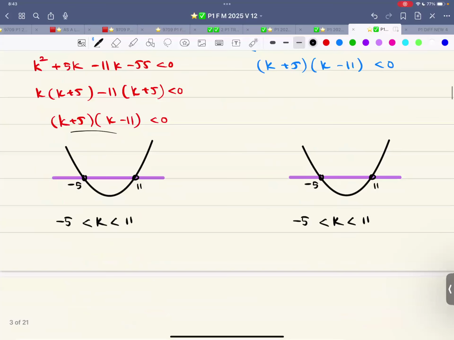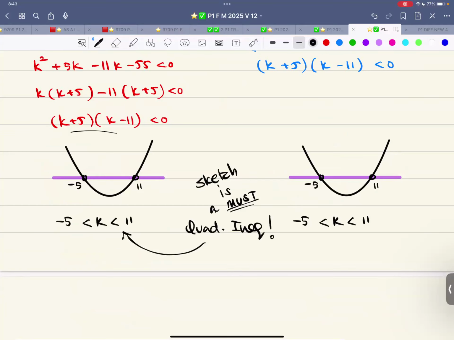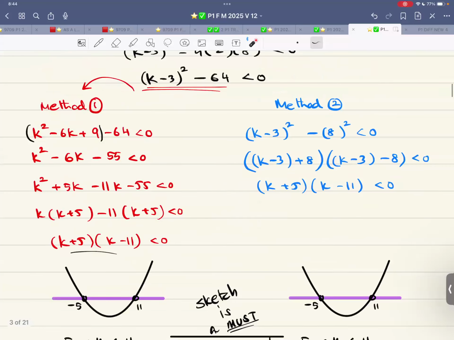You should always show the sketch. So a sketch is a must for solving a quadratic inequality. Show a sketch, and then based upon the sketch, write down the answer. It's less than 0, that is the region below the x-axis. One single region, one single answer. x lies between these two values.